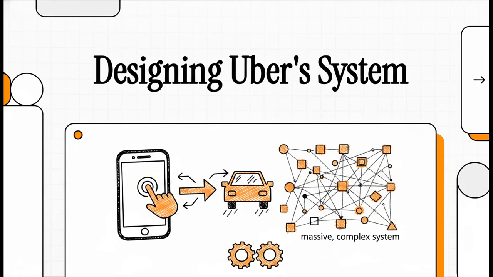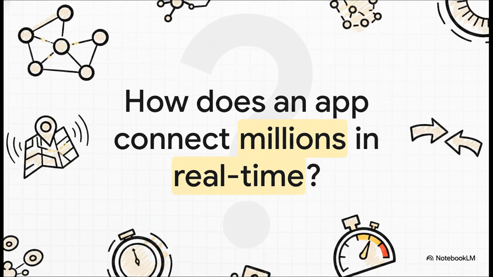You tap a button on your phone, and somehow a car just appears in minutes. It really does feel like magic, doesn't it? Well, behind that one simple tap is this massive, incredibly complex system, all working in perfect sync. Today, we're going to pull back the curtain and show you the actual engineering blueprint that makes something like Uber even possible. So how on earth do they do it?